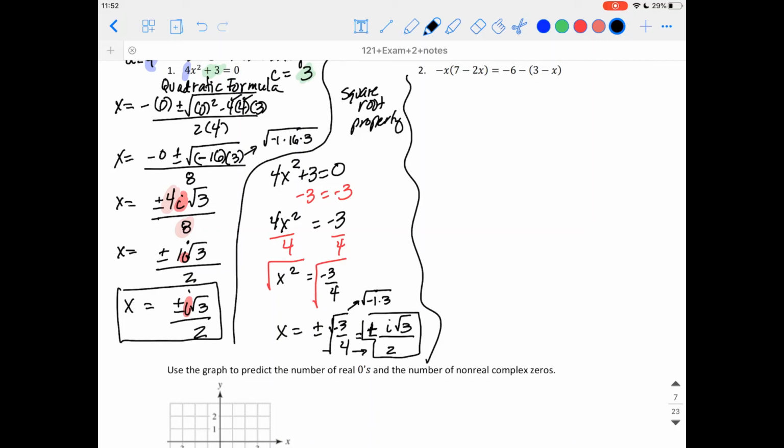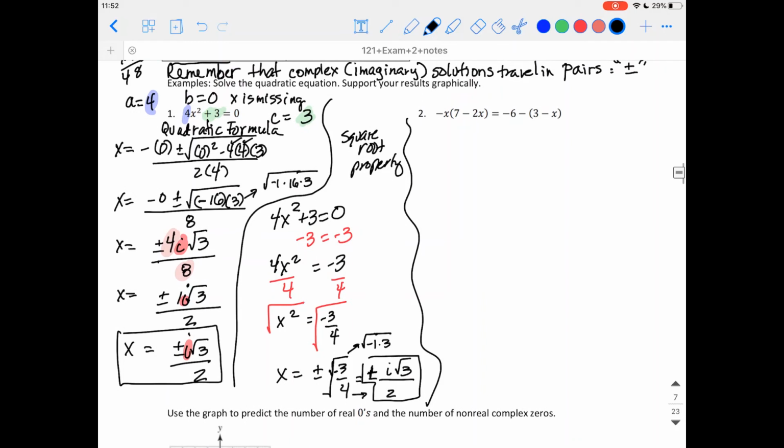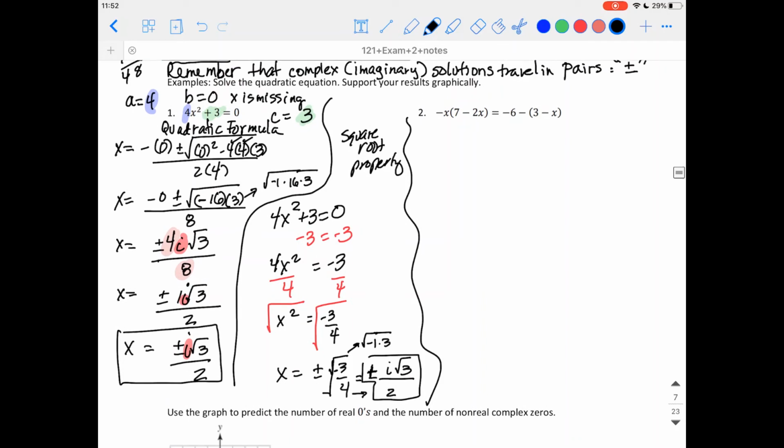All right, number 2. Solve the quadratic equation again, and you can support your results graphically. So for this question number 1, if you take the time to graph it, you're going to see that it doesn't cross the x-axis, and no graphing utility will give you the imaginary answers. So we've got to do it algebraically.